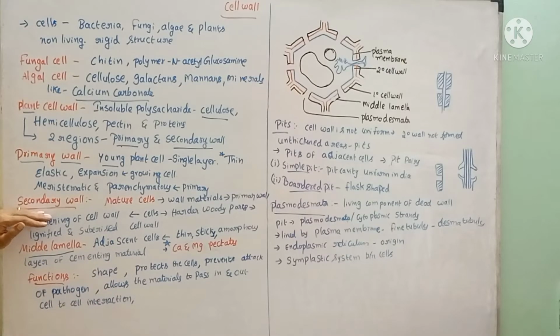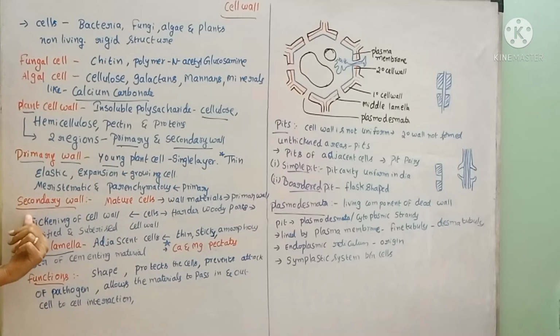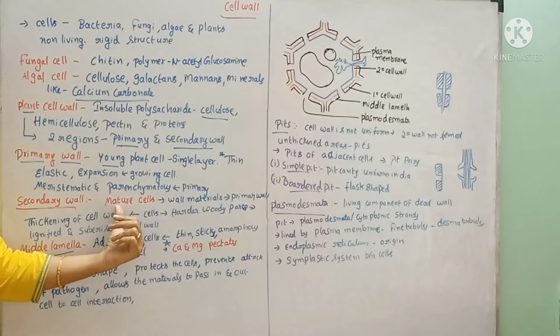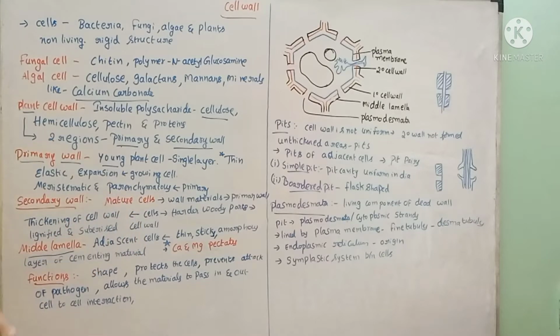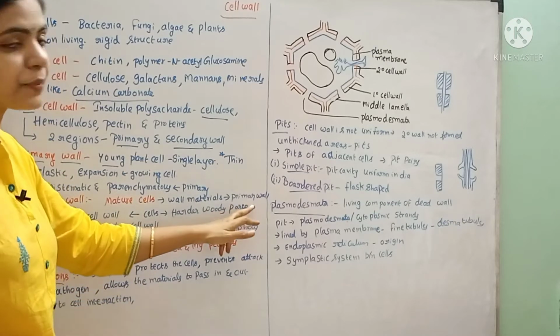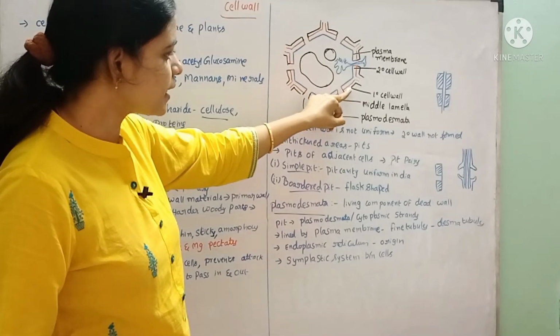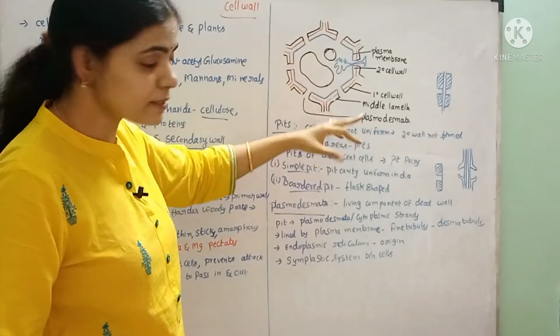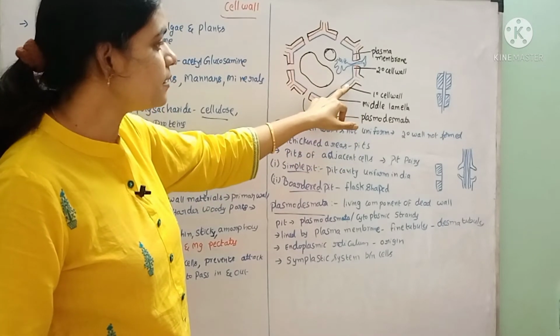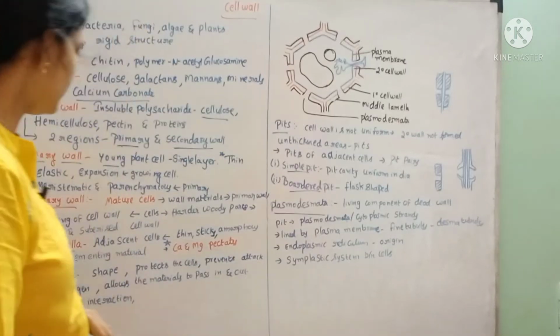And another one is the secondary wall. This secondary wall is present in the mature cells. The primary walls are present in the young plants, whereas the secondary walls are present in the mature cells. In addition to the primary wall, the secondary wall is present in the mature cells. In the mature cells, several wall materials are added inside the primary wall. This is the primary cell wall. Inside this primary cell wall, several layers of wall materials are added. That is the secondary wall. It means the primary cell wall encloses the secondary cell wall.